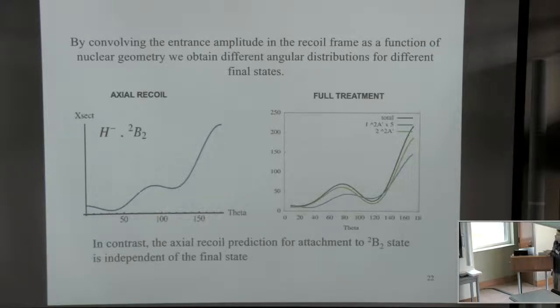With that, we do a bunch of trajectories and average them. On the left, I show what the axial recoil result would be for the B2 state. That is, of course, independent of final state. But when we do this averaging over classical trajectories, binning them by final state, we get differences between the two. The B2 state is the green. We have the Cs symmetry labels. And the A1 is the blue.